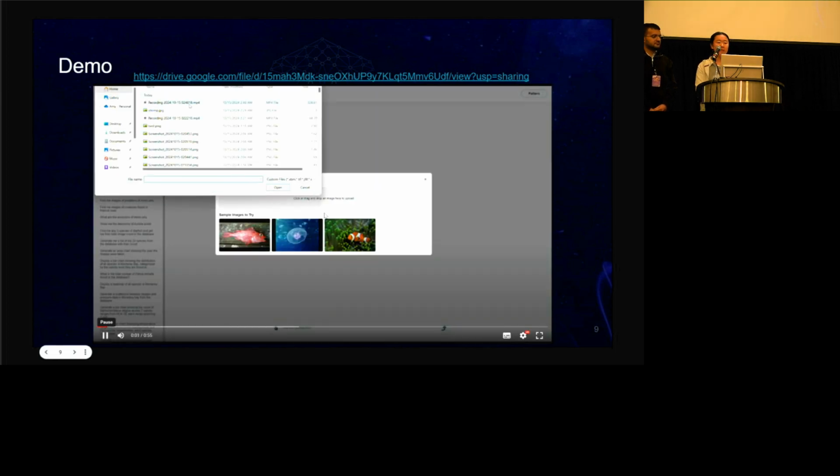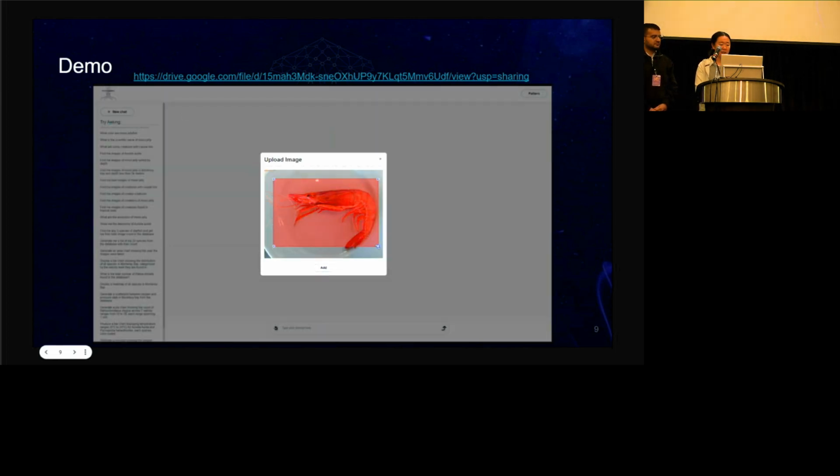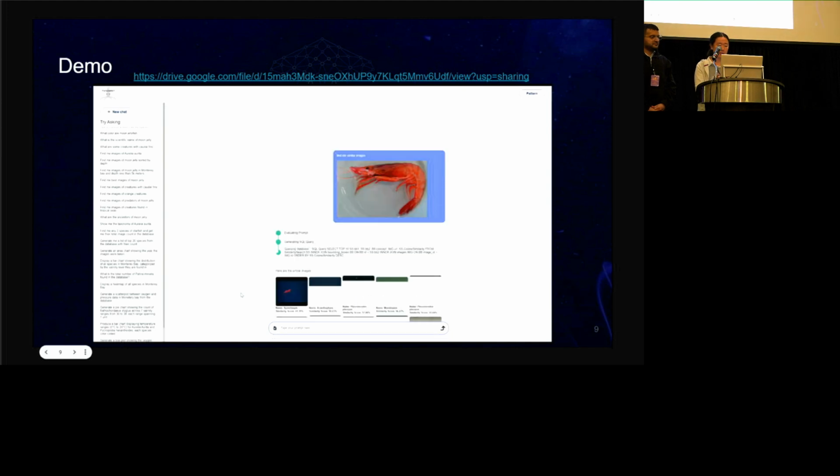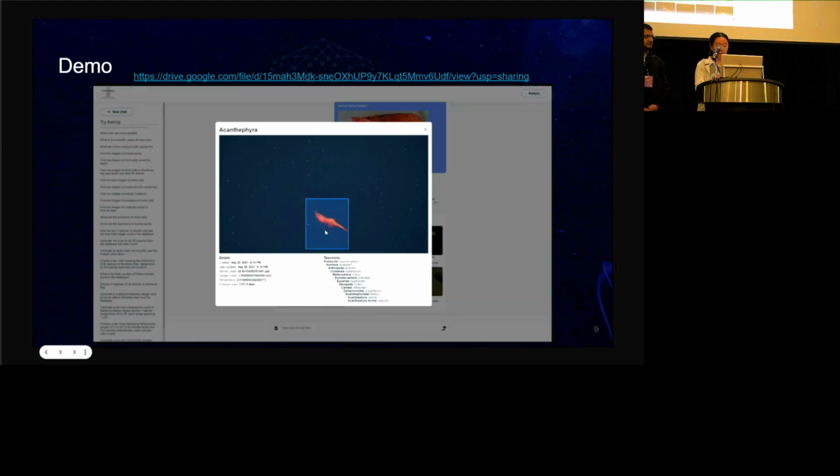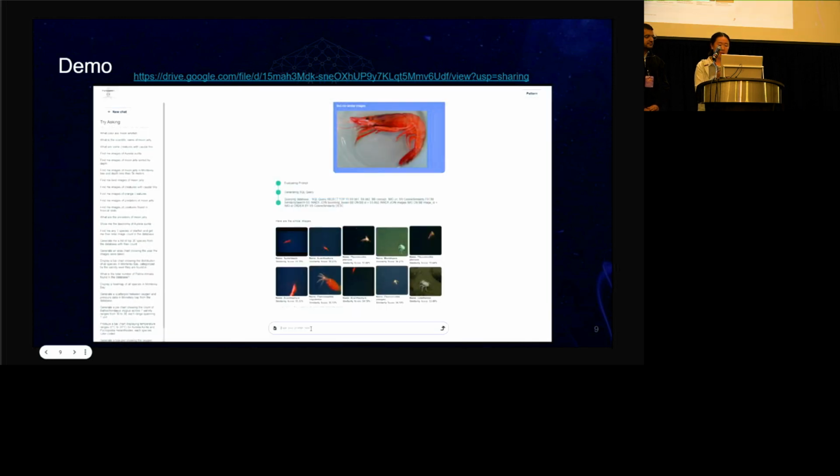So let's see our system in action. Let's say the scientist wants to identify a type of shrimp. They could input an image and ask it to find similar images. Our system would generate the SQL query and get the images. And they see that these two look similar to the ones that they're looking for.